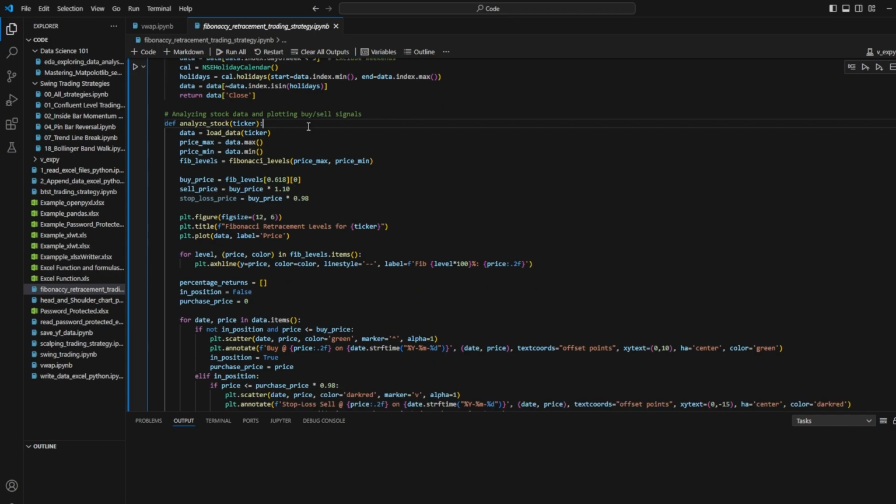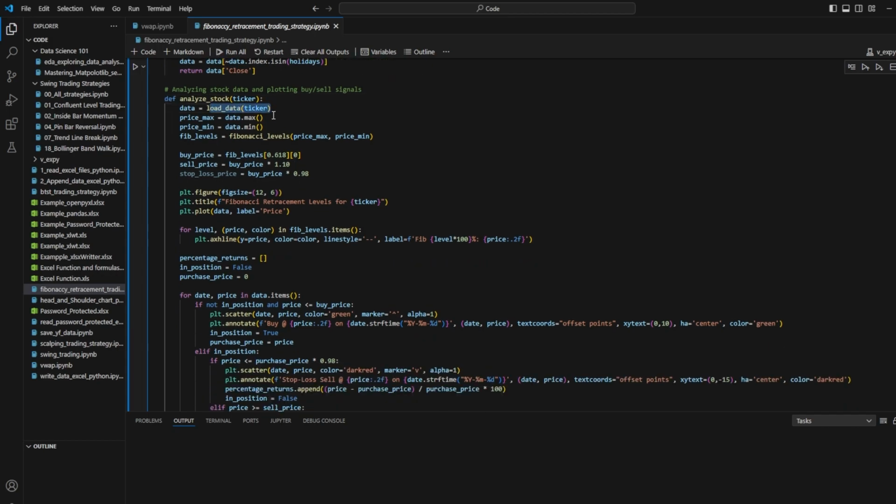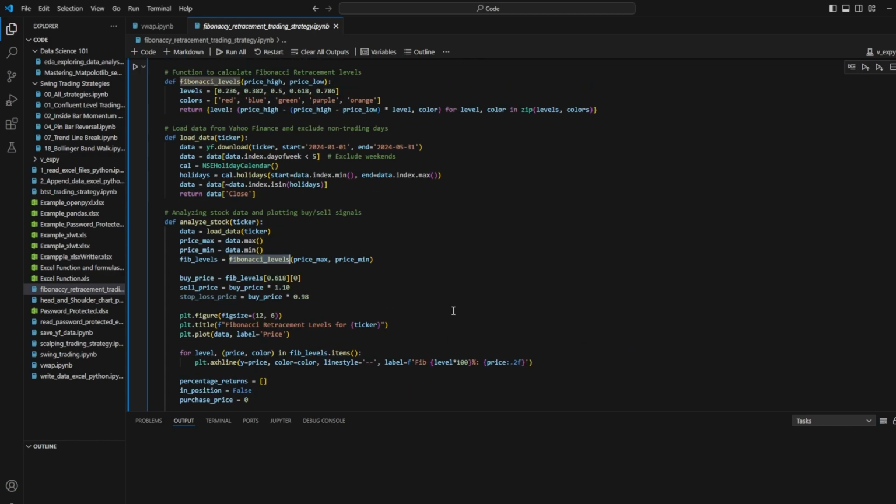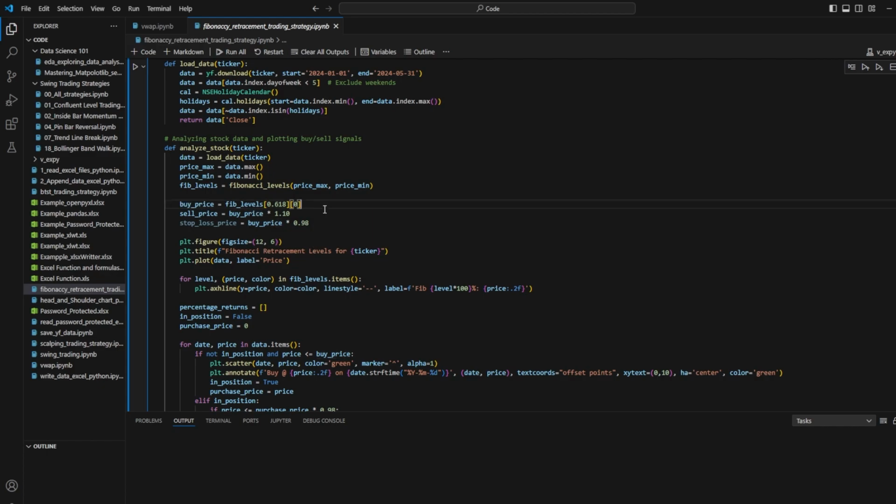The most important part is analyzing the stock data and then plotting the buy or sell signal. We load data based on the ticker, the maximum price and the minimum price, and then we pass the maximum and minimum price to the Fibonacci levels to mark those prices on the graph. We have a buy price whenever the price touches the 0.68 value, so we will buy it, and if there is a 10% gain over the buy price, we will sell it, right? And then we have also placed a 2% stop loss. Whenever the price hits the stop loss of 2%, it will sell.